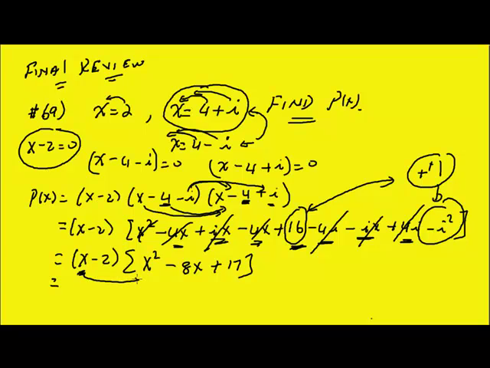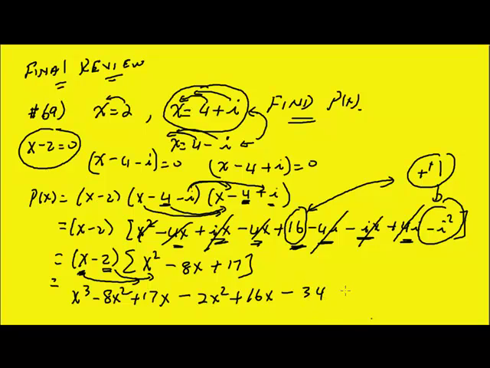So x times all of this is going to give me x to the third minus 8x to the second plus 17x. And then negative 2 times all of that is going to give me negative 2x to the second, positive 16x, and then minus 34.